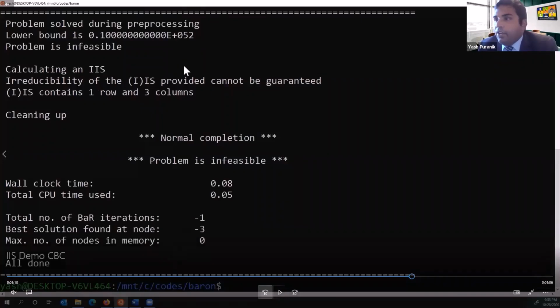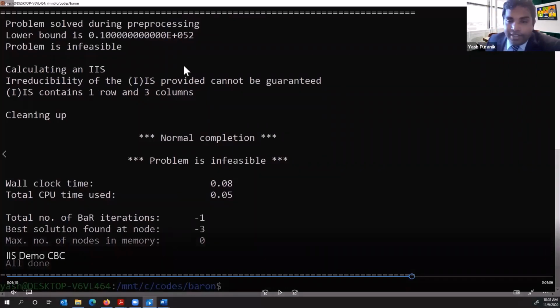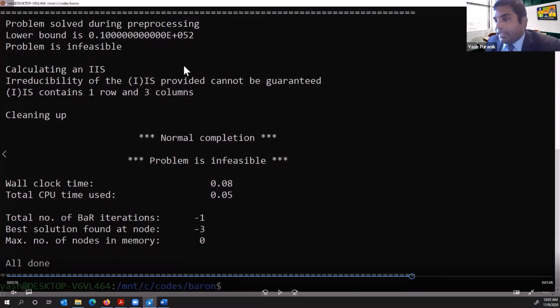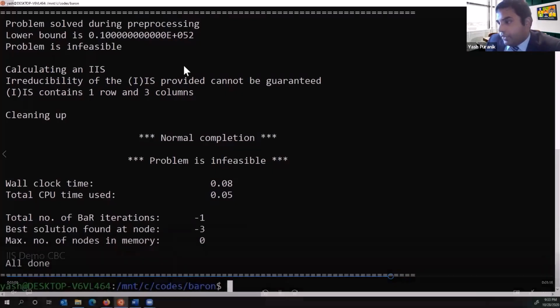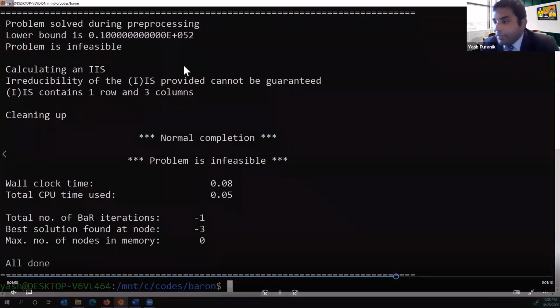If you can see, the logs indicate that we're now calculating an IIS, and there are some other messages about the IIS. It contains 1 row and 3 columns. So the results for what constraints and variables are a part of the IIS is actually a part of the BARON results file, which when you're using BARON's default interface, the file is called res.lst. So that's the file that I'm now going to open with my favorite text editor, which is Vim.